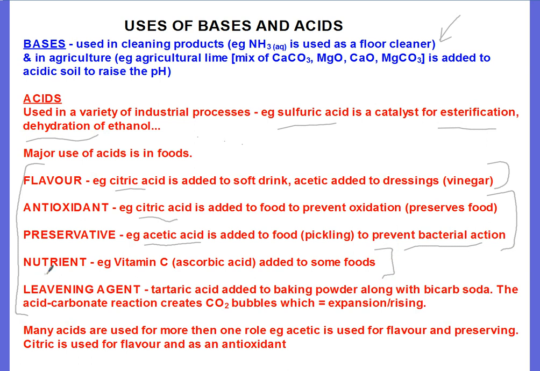And finally, they can be used as a leavening agent, which means rising agents. For example, tartaric acid, along with bicarb soda, in baking powder. You add that to your food. They react together in an acid-carbonate reaction to produce carbon dioxide, which makes bubbles, which causes your bread or cookies to rise. Now, many acids are used for more than one role, e.g. citric acid and acetic acid are both used for flavour as well as other reasons. So that's uses of acids and bases.